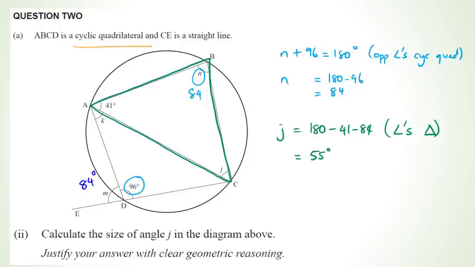So to get a merit for this question, yes, this is worth a merit, you need the correct answer for J with valid geometric reasoning stated, or the correct answer for angle J with one step with reason. So you will get an achieved if you just give the answer without the reason. Okay, next question, folks.